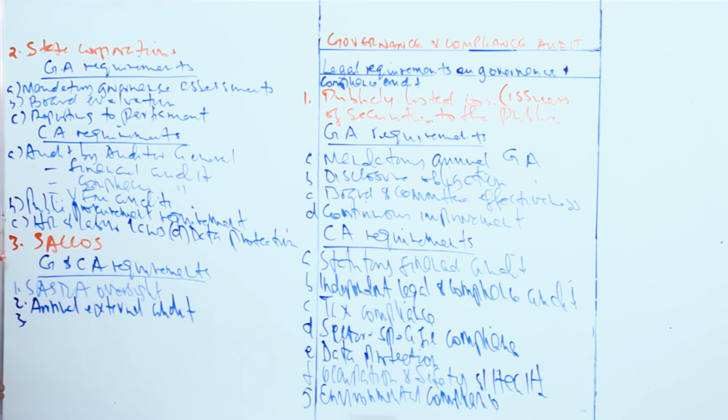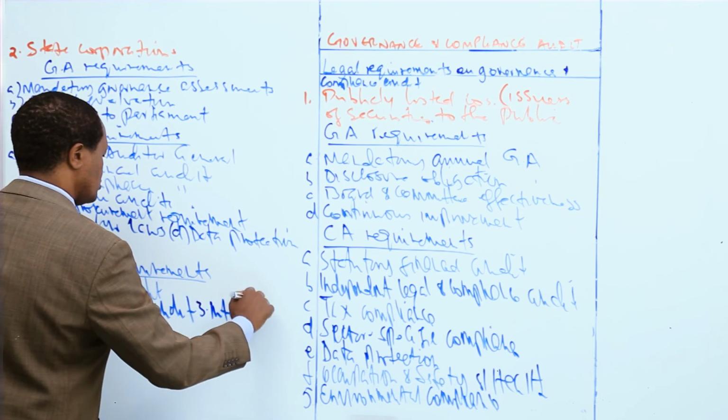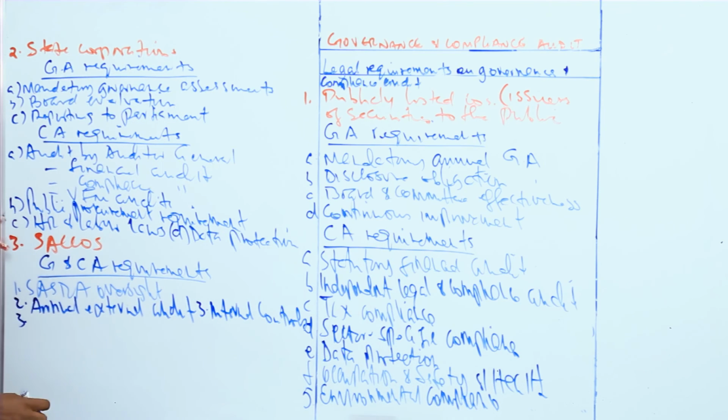3 is internal controls. Number 3, internal controls. SACCOs must establish robust internal controls and fraud prevention mechanisms which are subject to audit. 4, corporate governance. That's another requirement. Such regulations and also the Act requires well-structured governance systems, including an elected board of directors, management committees, and supervisory committees. And audits assess adherence to these structures and related policies.